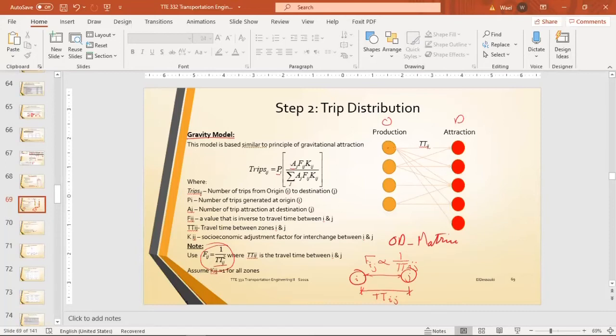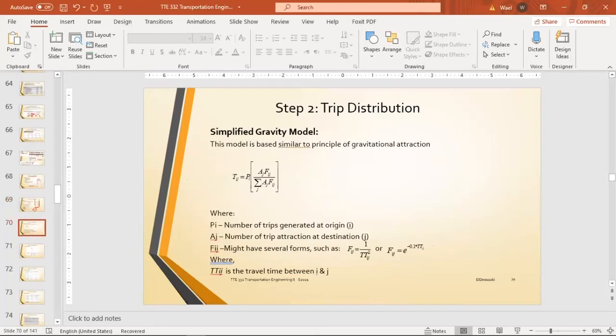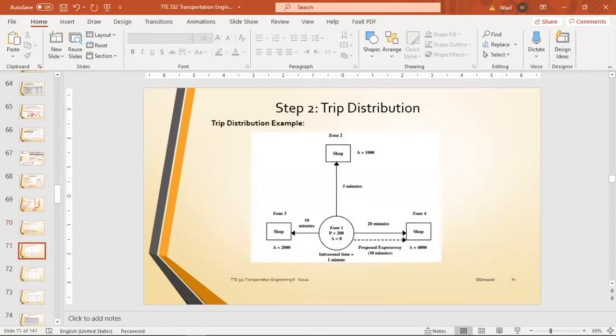Okay. The simplified version of this model is like this. That's the production, that's the attraction. The socio-economic factor is just eliminated. And the Fij, that's the friction function, can be either 1 over the square of the travel time, or a negative exponent function like this one. Okay? Clear?